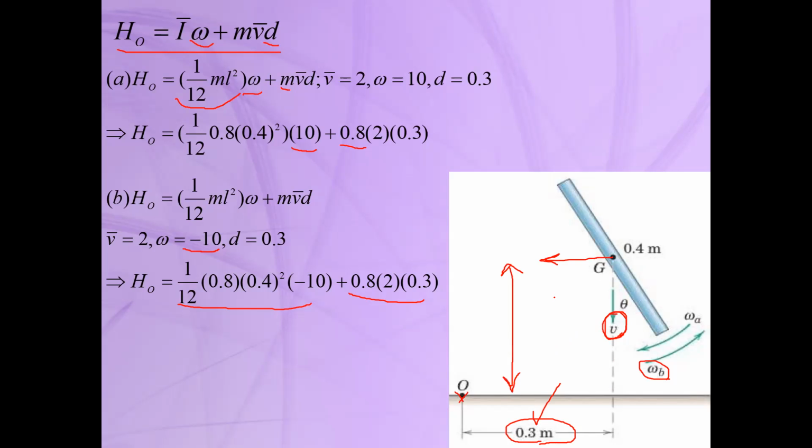So d is similar to an arm for calculating the moment, but here it's given, and usually d is given. D is the distance between the mass center and the point about which you are calculating the angular momentum, point O. It's similar to the arm, so it depends on the direction of v and also the position of O and G. Clear?